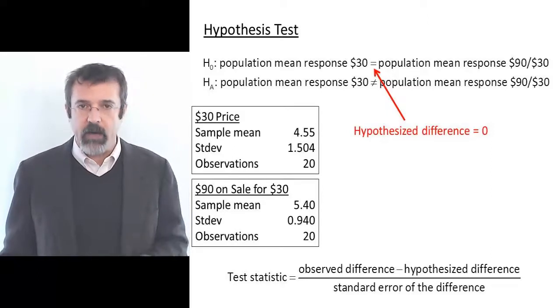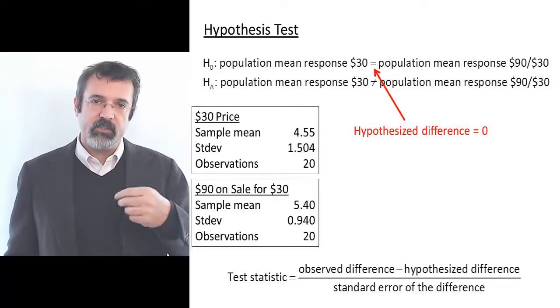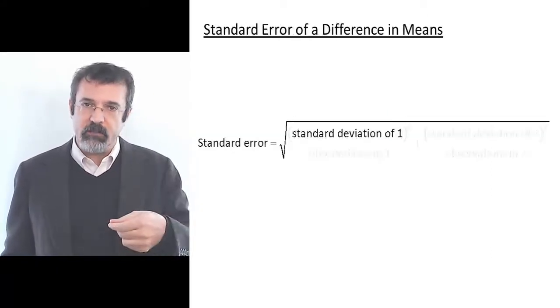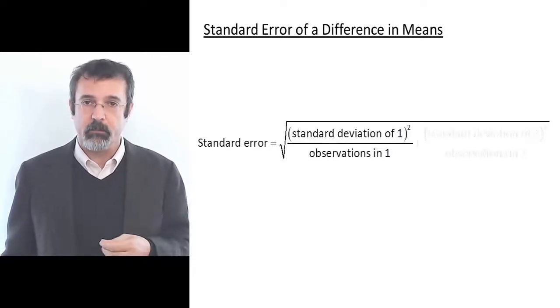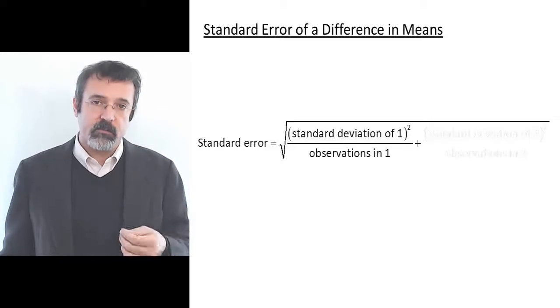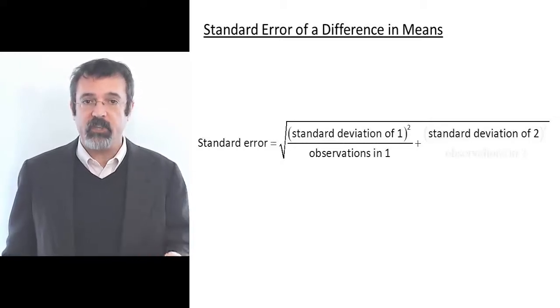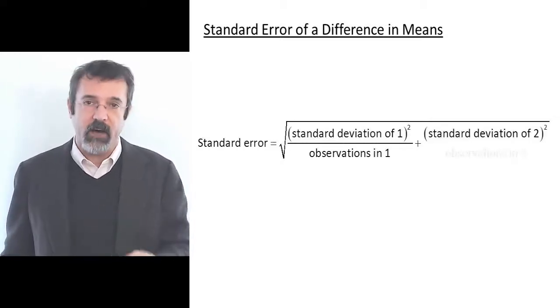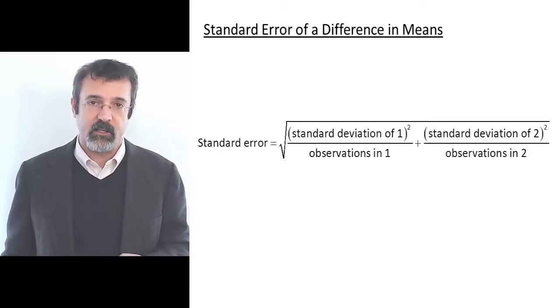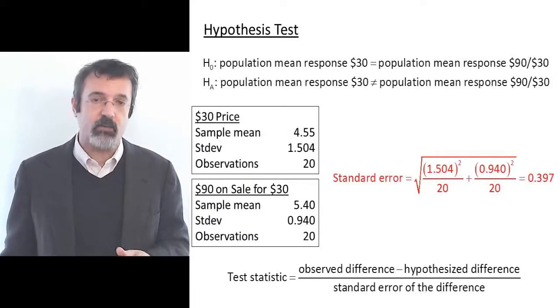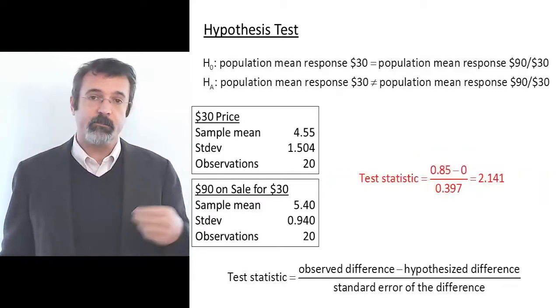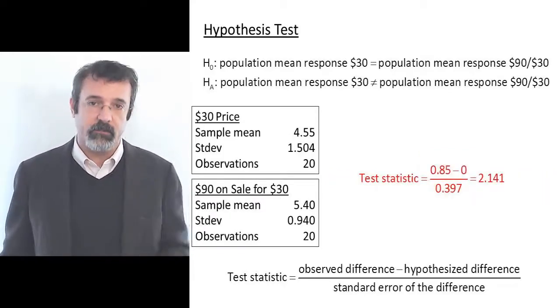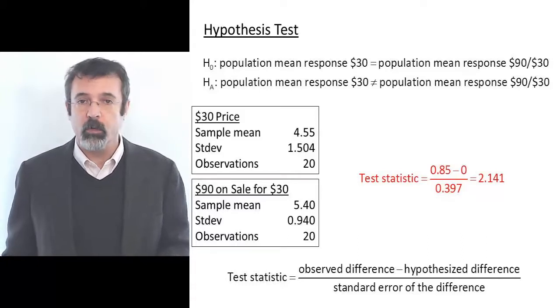The standard error of a difference in means is the square root of the standard deviation of the observations for one group squared divided by the number of observations in that group plus the standard deviation of the observations in the second group squared divided by the number of observations in that second group. In this case, we have a standard error of the difference of means of 0.397. So our test statistic is 0.85 minus 0 divided by 0.397 or 2.141.